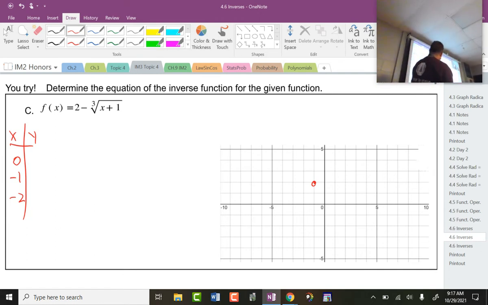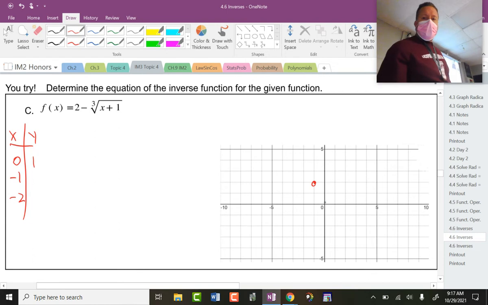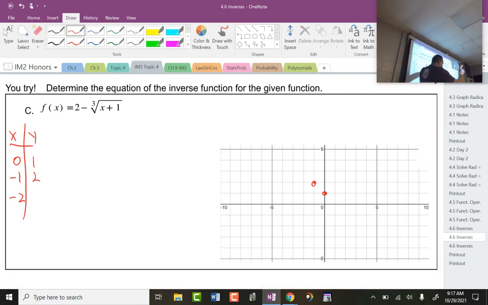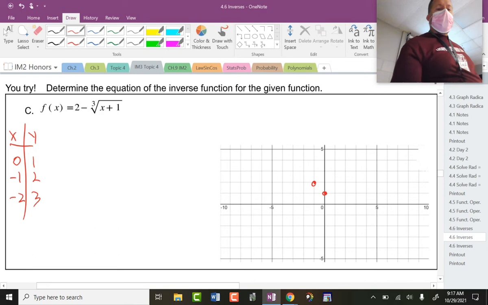You don't get the shape that you need then. All right? 0 plus 1 is 1. Cube root of 1 is 1. 2 minus 1 is 1. So I got 0, comma 1, and then, you know what, I'm going to add one more point. -1 was 2, and then -2 plus 1 is -1. Cube root of -1 is -1. 2 minus -1 is 3. Not writing that down in this high-level math class.